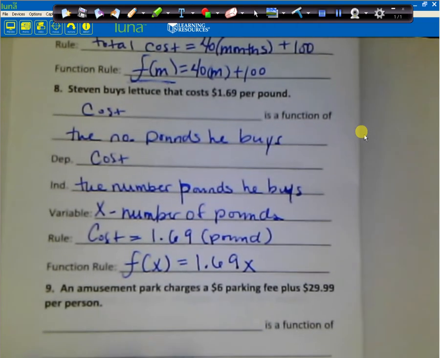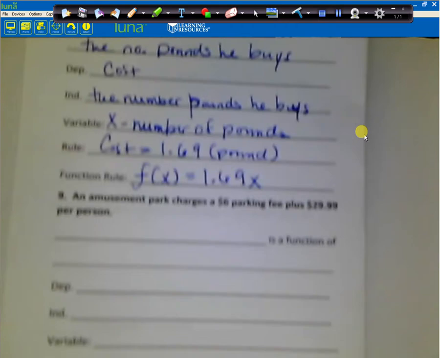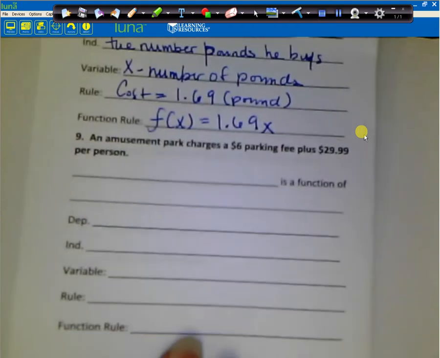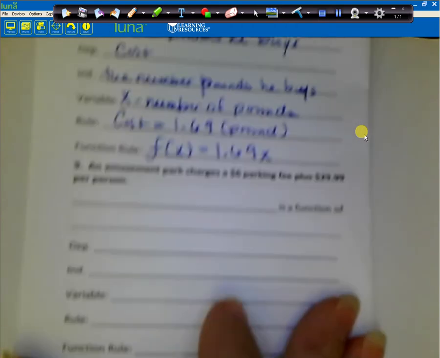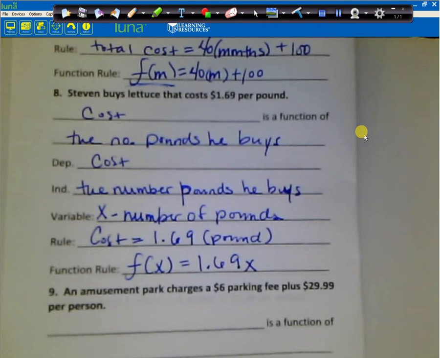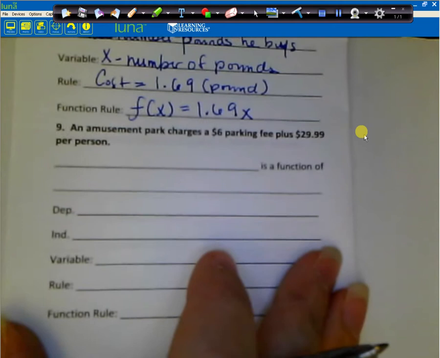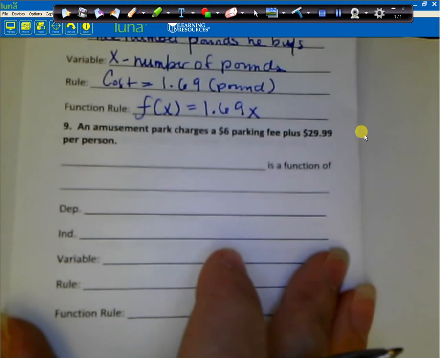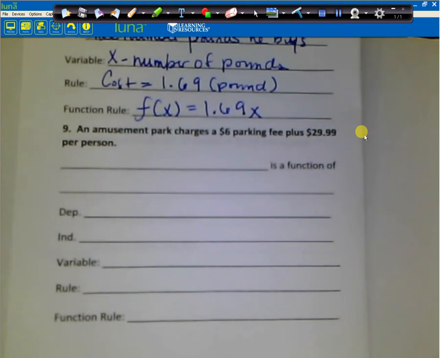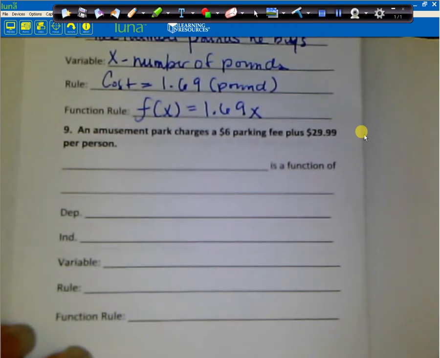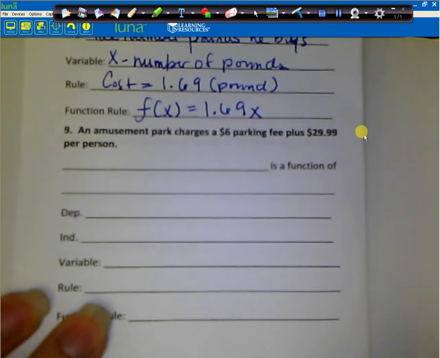All right, the last one of these we're going to look at is going to be number 9, and it says an amusement park. Make sure you have all that down, by the way. You can pause the video if you need to. An amusement park charges a $6 parking fee plus $29.99 per person. So the total cost is a function of the number of people plus $6.